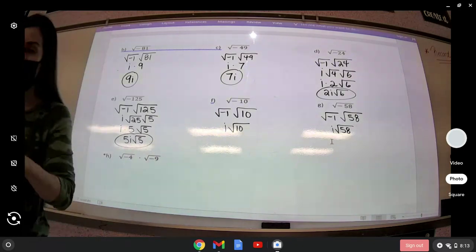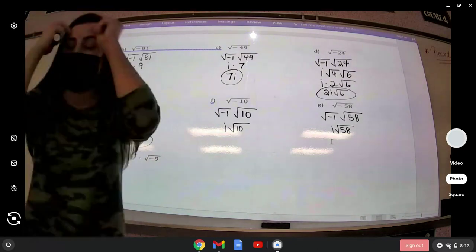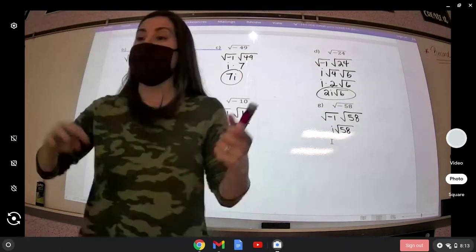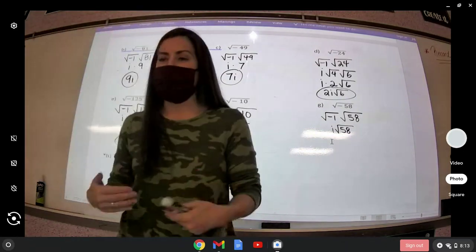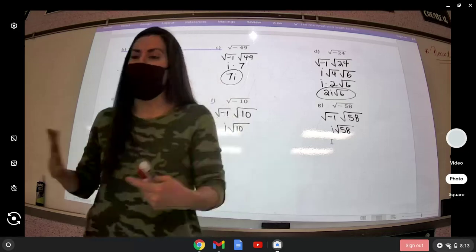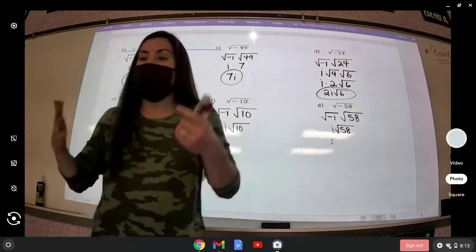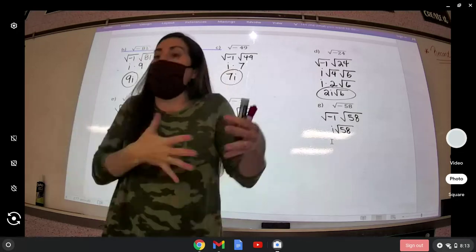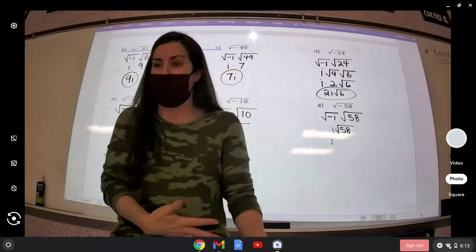All right, can I get a thumbs up? Everybody okay? So again, it's just like what we were doing last week when you were simplifying square roots, except now every single answer has to have an i in it because every single square root is a negative number. So now it's the same process, it's just your answer has to have an i in it. It has to be an imaginary number to make that statement true.